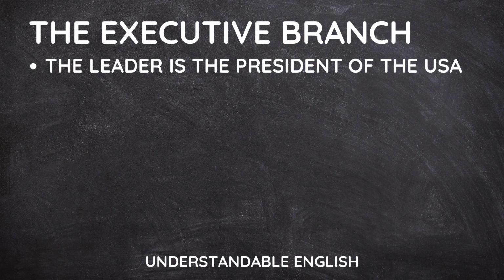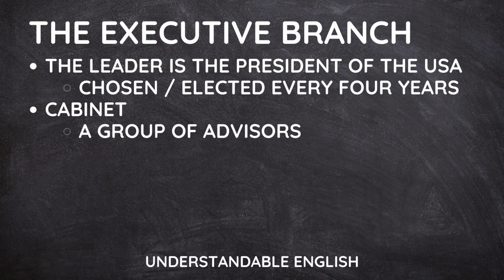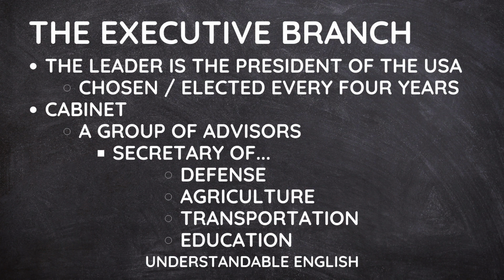The leader and most important person in the executive branch is the President of the United States. The president is chosen every 4 years during the elections. The president has a cabinet. That's a group of people he chooses to help him make decisions. They give him advice. For example, we have the Secretary of Defense, the Secretary of Agriculture, the Secretary of Transportation or Education, and many other different secretaries or people who are on the cabinet. Altogether, they work as the executive branch of the US government.